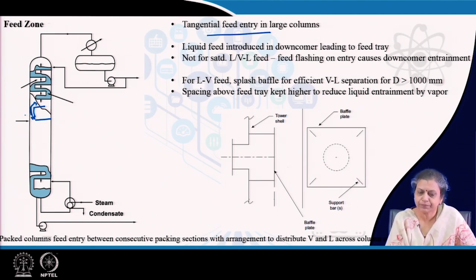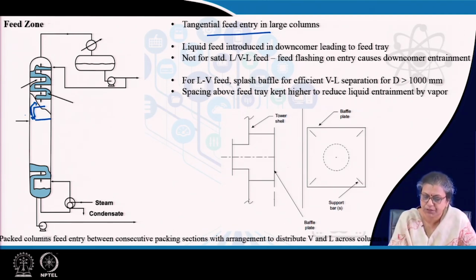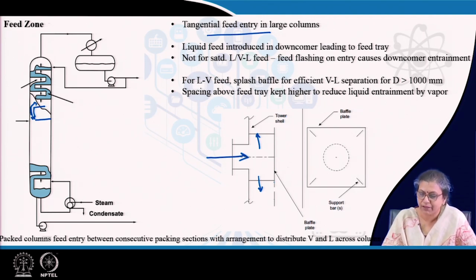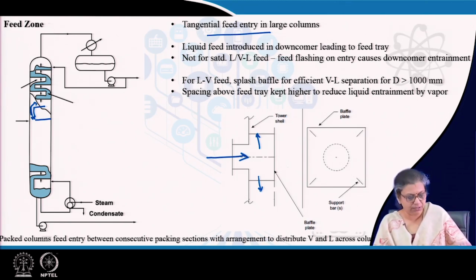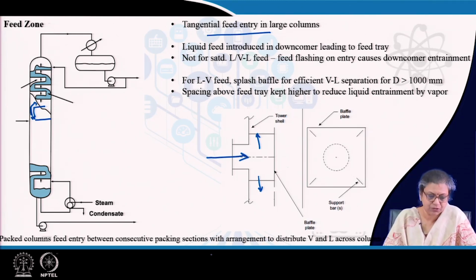So, naturally, for the liquid vapor feed, for an efficient separation of the liquid and the vapor, such that the liquid can flow down and the vapor can flow up, the liquid vapor feed, when it is introduced through the nozzle, strikes on a baffle plate. This is known as a splash baffle. It strikes on the splash baffle, and then the vapor goes up and the liquid comes down in this particular case.